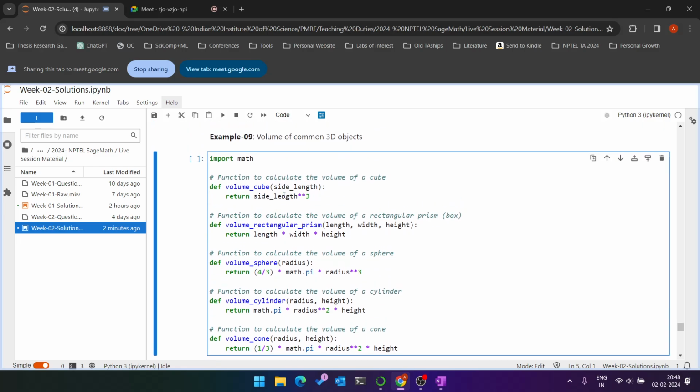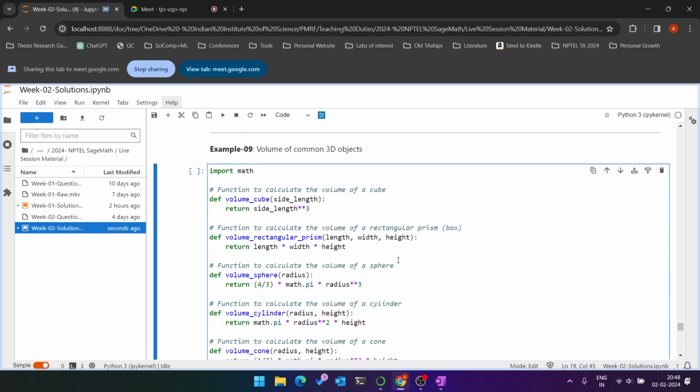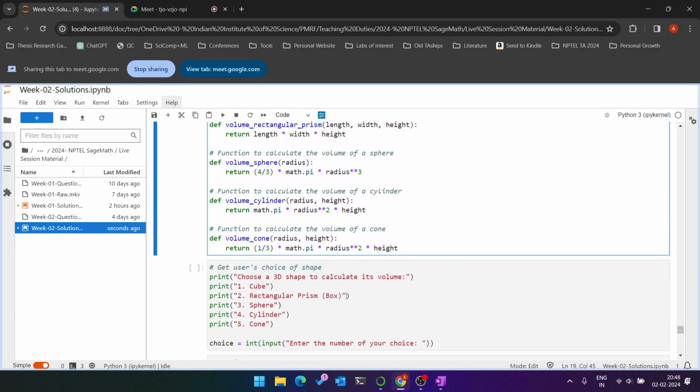Right? For the cube, we know that volume is nothing but a cube, the side length cubed. For prism, it is l into b into h. For sphere, it's 4/3 pi r cubed. For cylinder, it's pi r squared h. And for a cone, it's 1/3 pi r squared h. So a series of very small functions I have written.